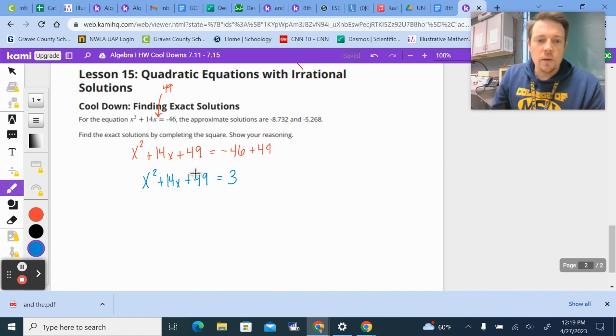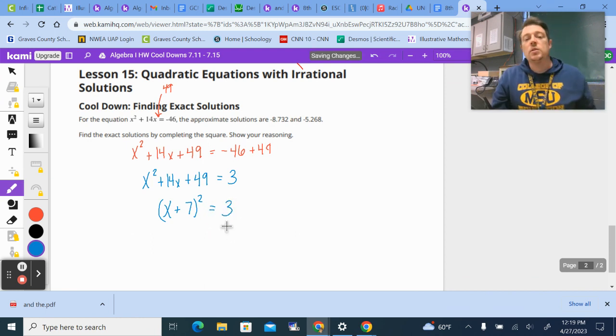So let's go ahead and do the left. Let's factor this. We picked 49 because we knew that 7 times 7 was 49, and that's the factor part. If we multiply that binomial out, we would get this standard form, and we are just factoring. So that doesn't affect the 3 on the right.